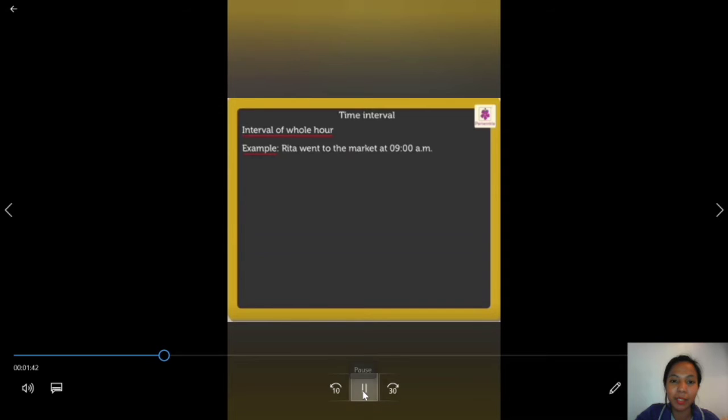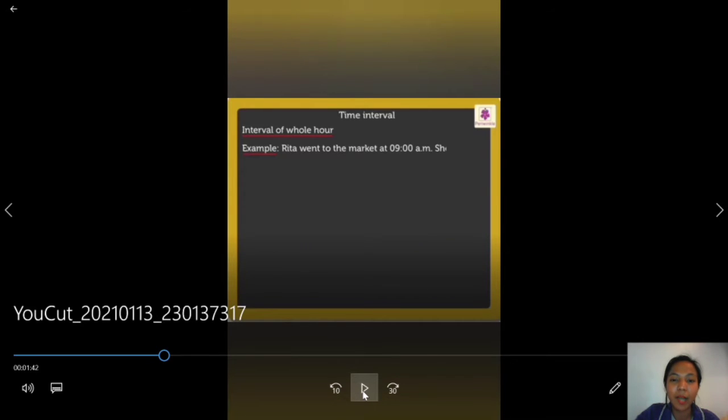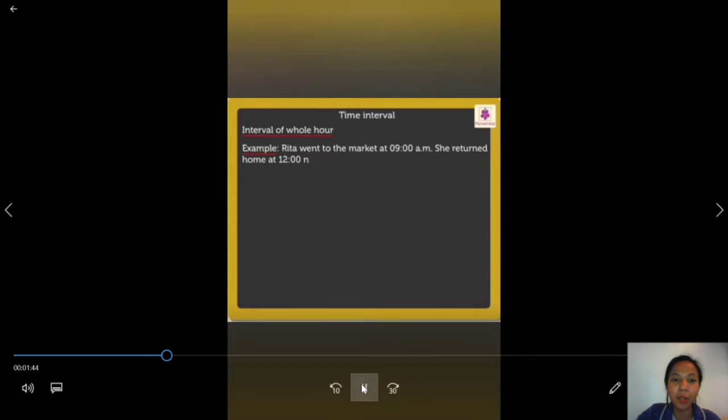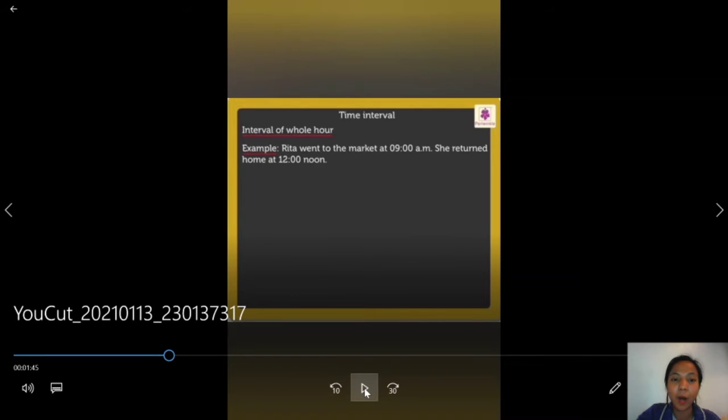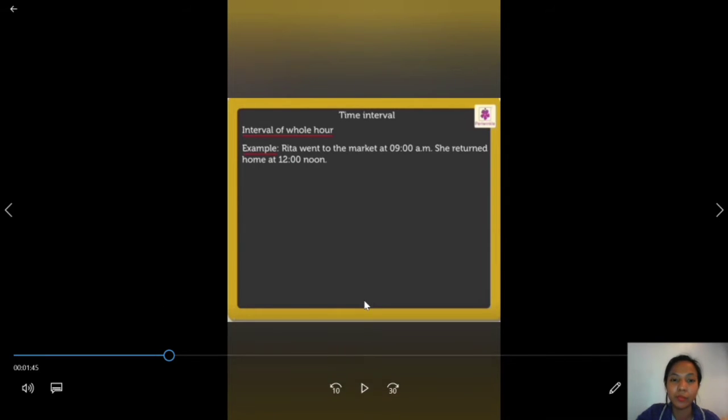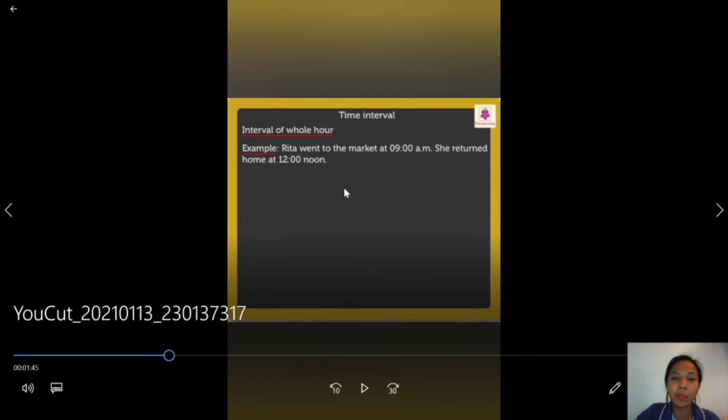Rita went to the market at 9 o'clock a.m. She returned home at 12 o'clock noon. Again, she started at 9 o'clock a.m. and went back to her home at 12 noon.